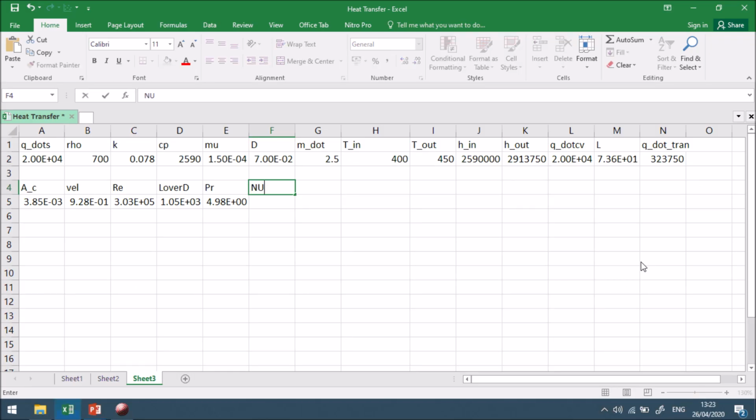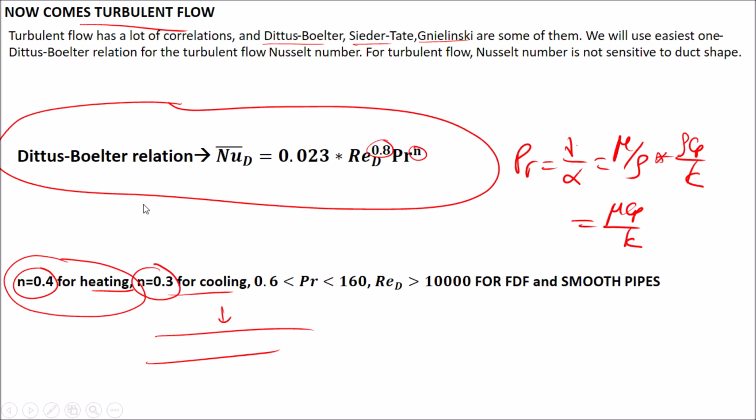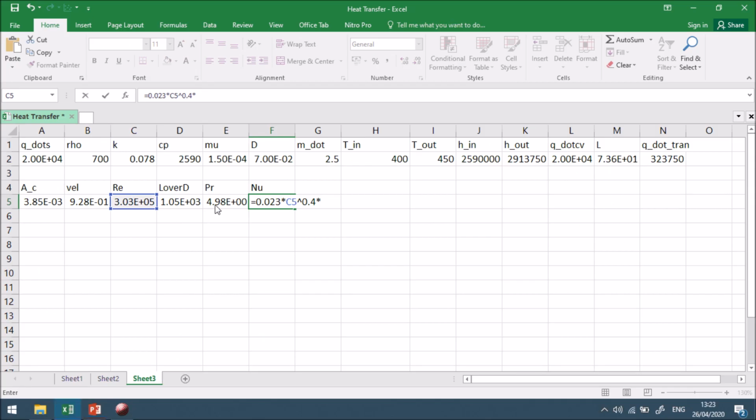Now the average Nusselt number will be 0.023 multiplied by the Reynolds number to the power of 0.8, times the Prandtl number to the power of 0.4. Okay, this is the Nusselt number that we have.